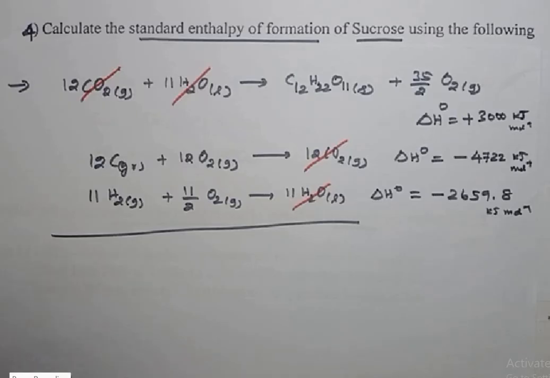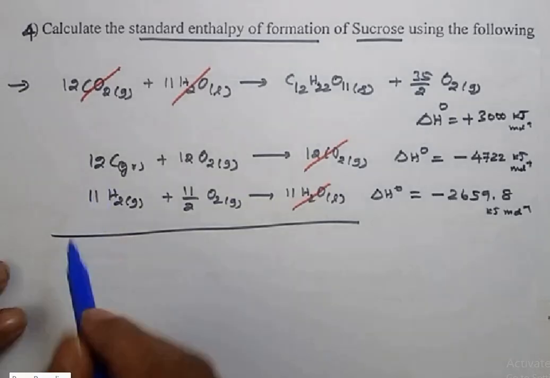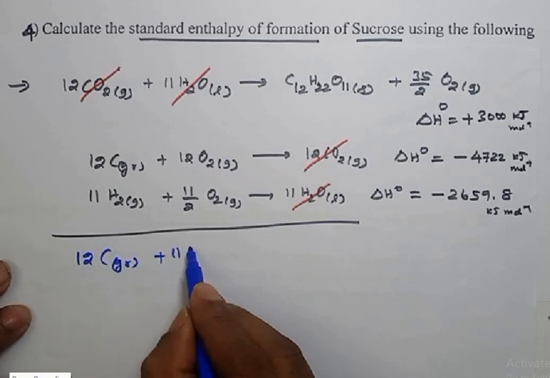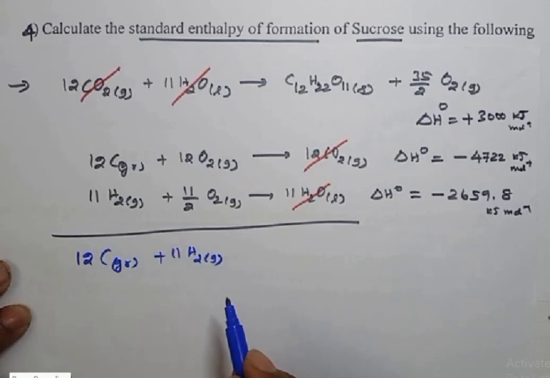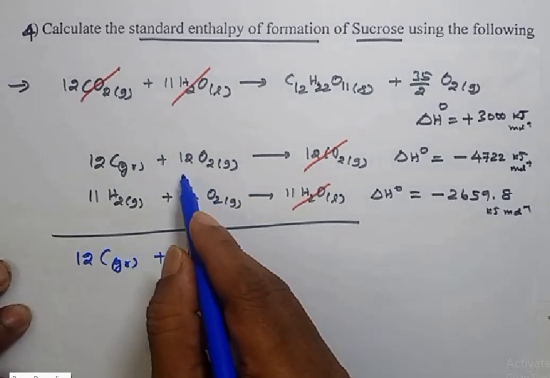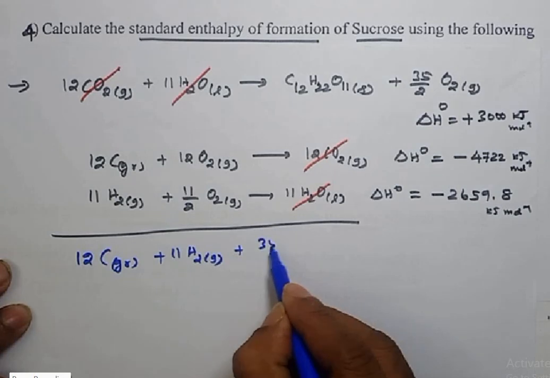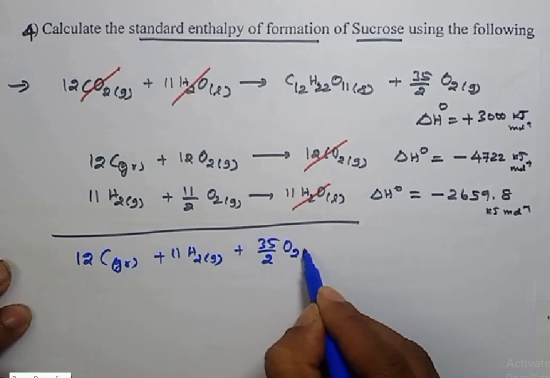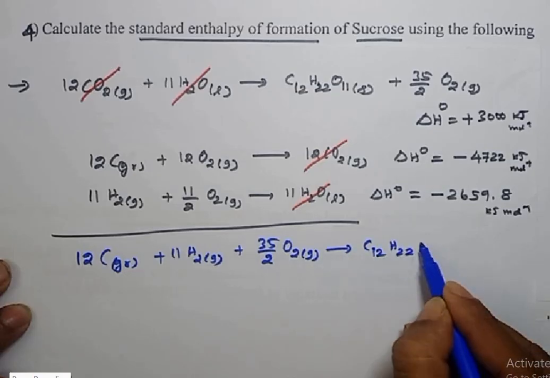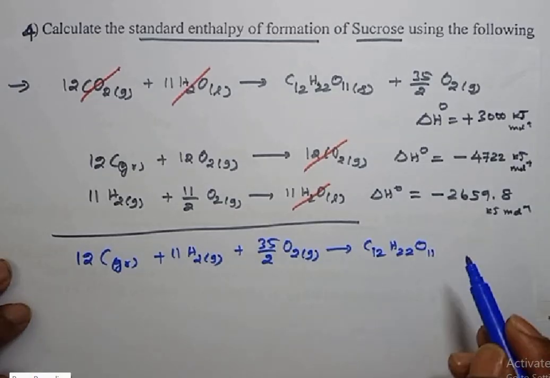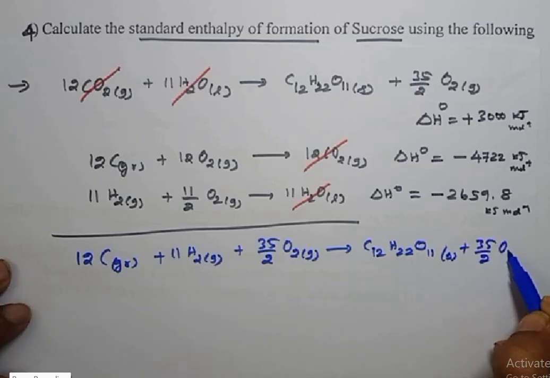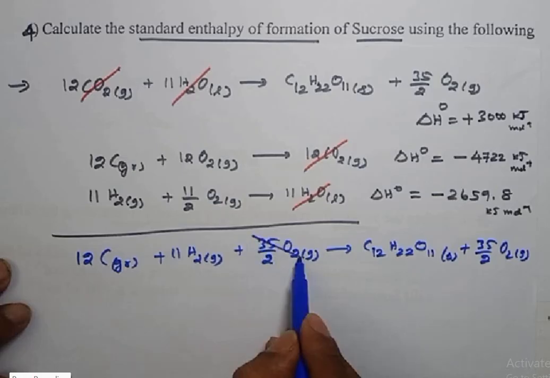Then what is remaining? Let me write here. Remaining species, I have 12 carbon graphite plus 11 H2 gas, plus, 12 plus 11 by 2, which is 35 by 2, O2 gas will give C12H22O11 solid plus 35 by 2 O2 gas. Sorry, I didn't cancel that oxygen. Now let me cancel it.